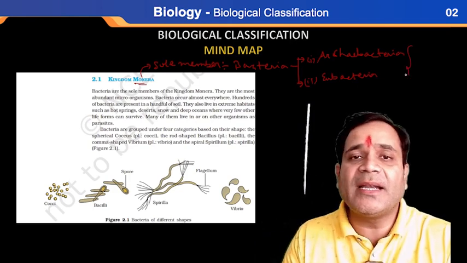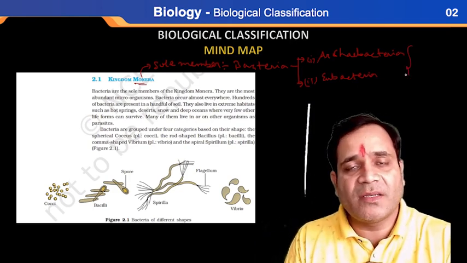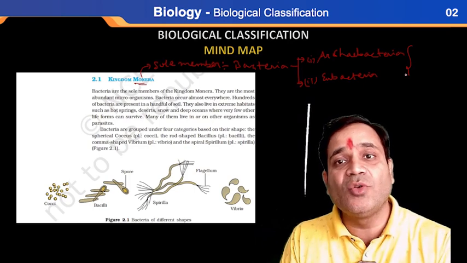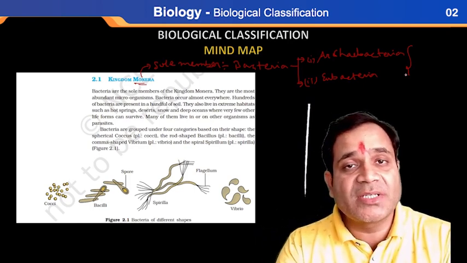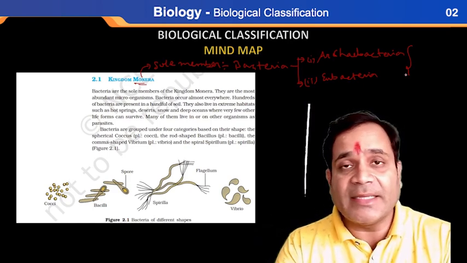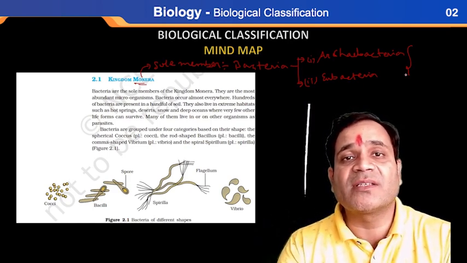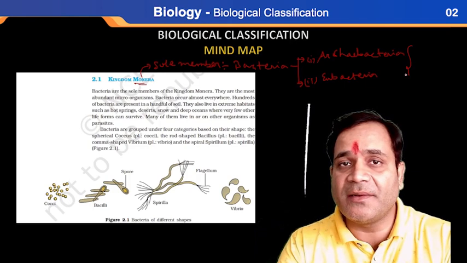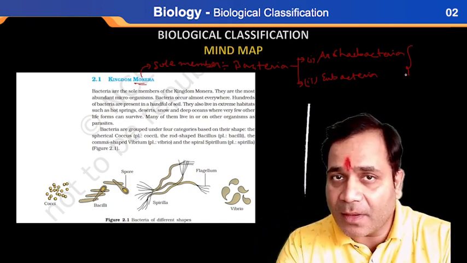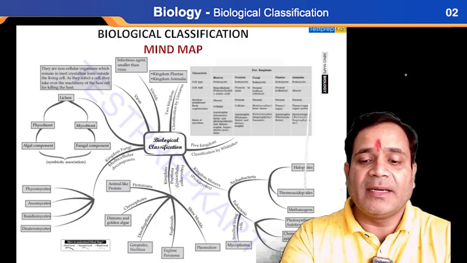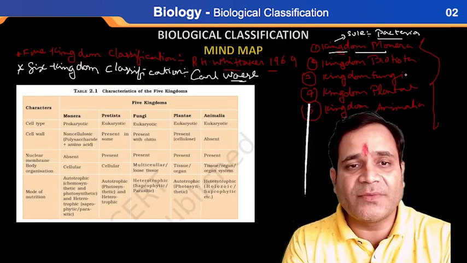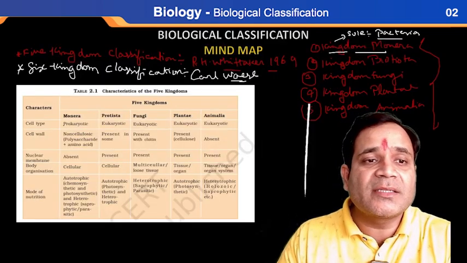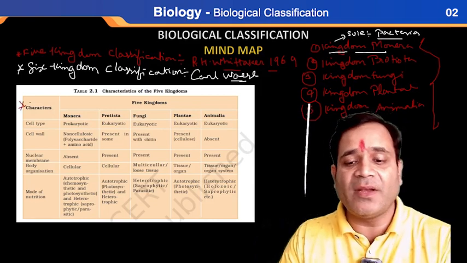I'm saying that the bacteria are further classified into two parts, archaea and eubacteria, and this classification came under the six kingdom classification, which was given by the scientist Carl Woese. Hope you are getting it. Now see the classification of Archaebacteria; there are some characteristics given in your mind map also.